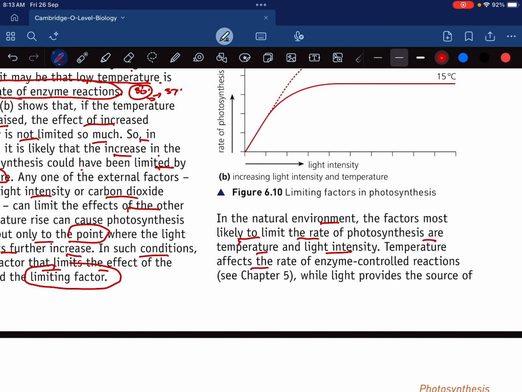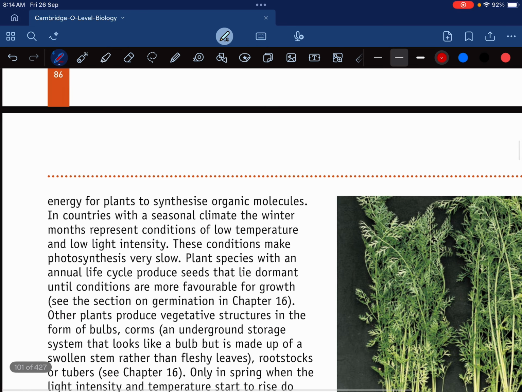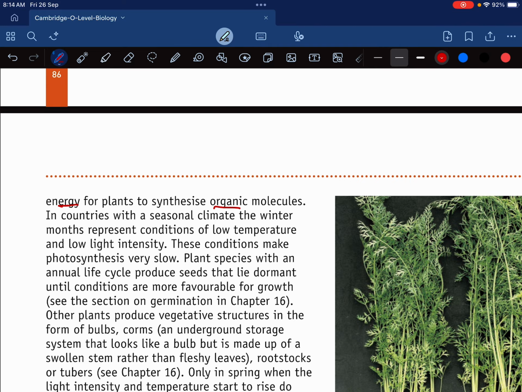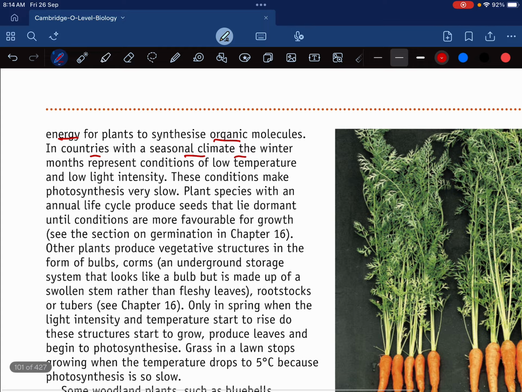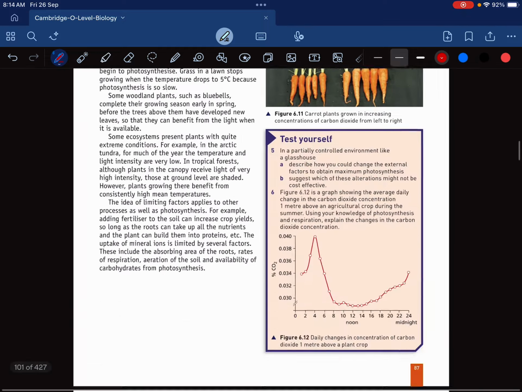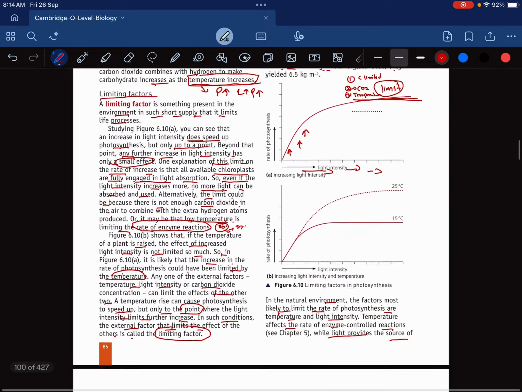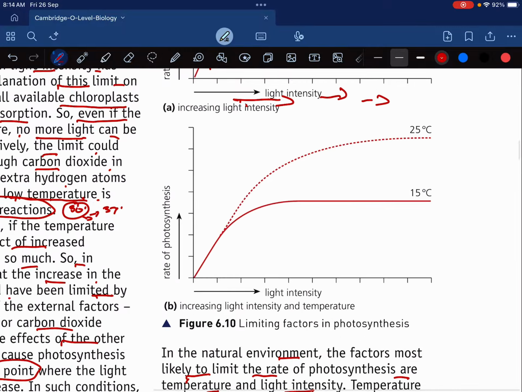The temperature affects the rate of enzyme-controlled reactions, while light provides the source of energy to the plants to synthesize the organic molecules. In countries with a seasonal climate, the winter months represent conditions of low temperature and low light intensity. These conditions, okay, before I continue and complete this, let's get into this diagram first, right?